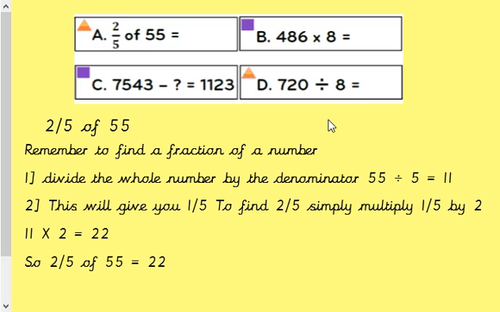Okay, first question we're going to look at this morning is 2/5 of 55. So if you remember back to yesterday, I said to find a fraction of a number, first thing we would do is divide the whole number, in this case 55, by the denominator, which is 5. So 55 divided by 5 is 11. Now that gives you 1/5. To find 2/5, simply times it by 2. So 11 times 2 is 22. So 2/5 of 55 will equal 22.